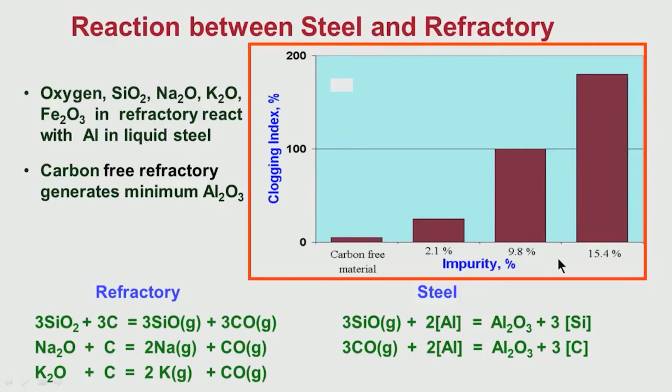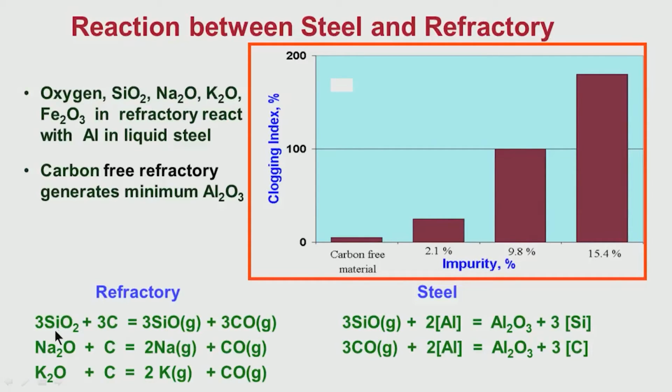Then I talked about the importance of refractory. What are the constituents in refractory which can cause reoxidation in liquid steel? I had mentioned that the refractory should not have source of oxygen, that means SiO2, sodium oxide, potassium oxide, iron oxide. The carbon also in the refractory as an impurity should be as low as possible.